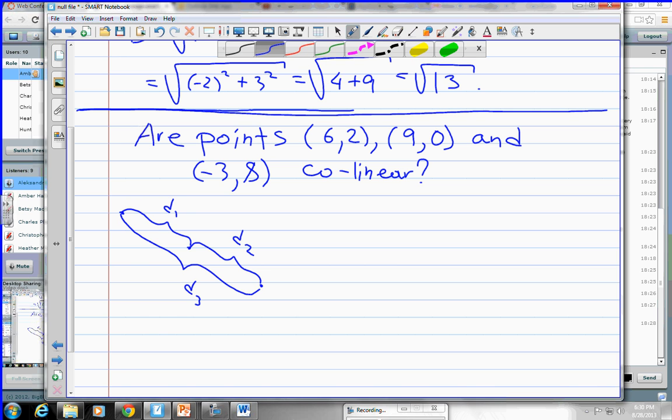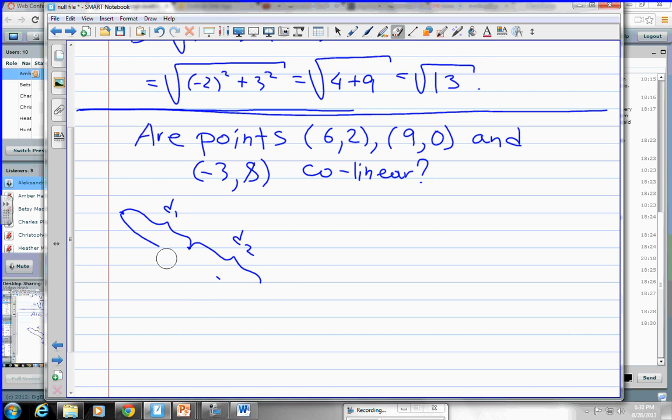The good news, we already did one distance. We already computed the distance between (6, 2) and (9, 0), right? The bad news, we got square root of 13. So we're going to be adding square roots and stuff. So that's not going to be fun. But let's try. Are you with me?